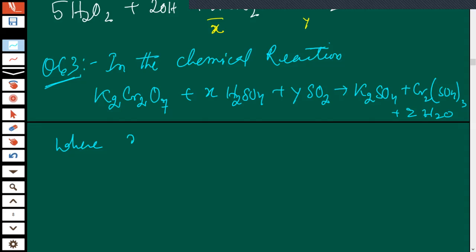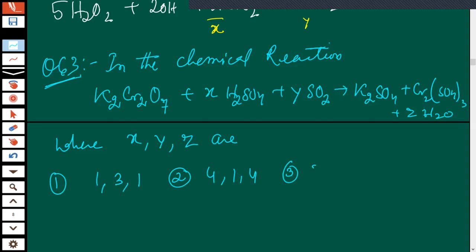Where X, Y, Z are: option 1, 1:3:1. Option 2, 4:1:4. Option 3, 3:2:3. And option 4, 2:1:2.